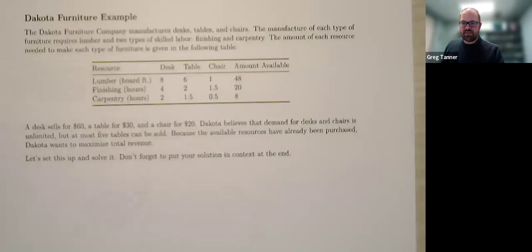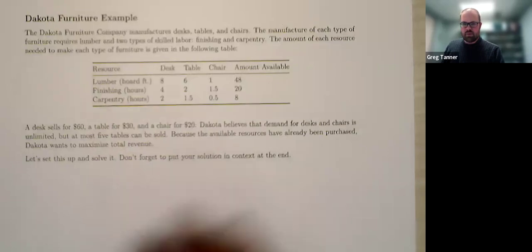Okay, let's do a simplex method example. Here we'll use this Dakota furniture example. Pause the video, read through it on the handout. See if you can set this up. What are the variables? What's the objective? What are the constraints? Go ahead and set this up.